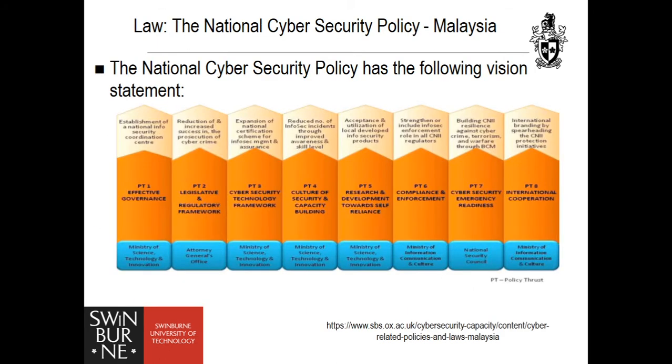Okay, this is the policy of national cyber security. So there are many things here. Surrounding it we have eight parts, including effective governance, legislation, cybersecurity technology framework, culture of security, research and development towards self-reliance, compliance and enforcement, cybersecurity emergency readiness, and international cooperation. If you want to read more, there is also a link. There are so many things about the policy here, so you can go to this hyperlink in order to read more.